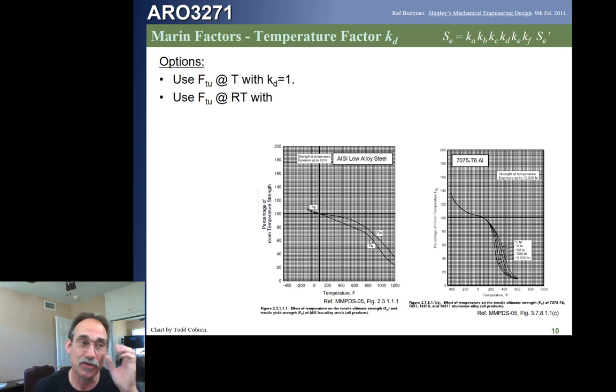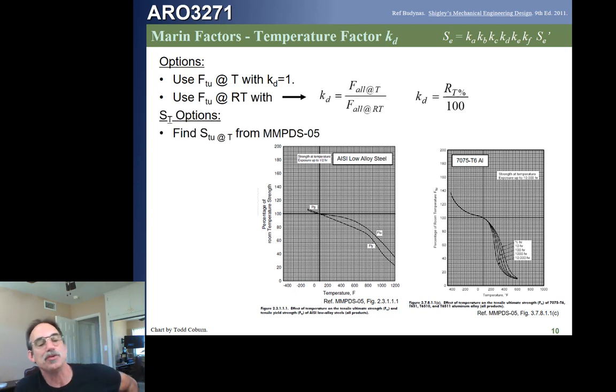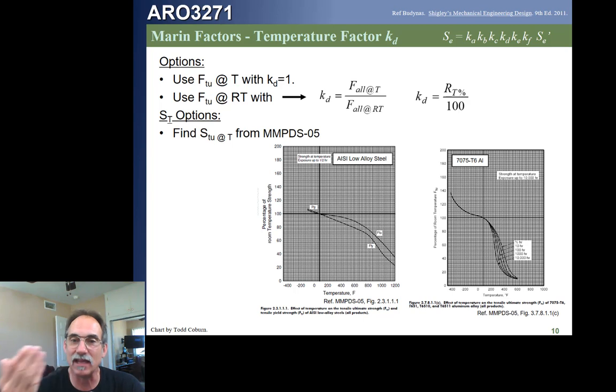If we do use that approach, we can use whatever that room temperature strength is. If we read the chart and we find that it's 85%, then our K sub D is just 0.85. If we read that it's 100%, then our K sub D is just 1. If we have a 30% strength at that temperature, that means our factor is 0.3. Got it? Now, if you're instead given the allowable at temperature and the allowable at room temperature, you can develop your own factor by just taking the ratio. You take the strength at the temperature it's going to be at divided by the room temperature strength, and that will give you your K sub D. Okay?